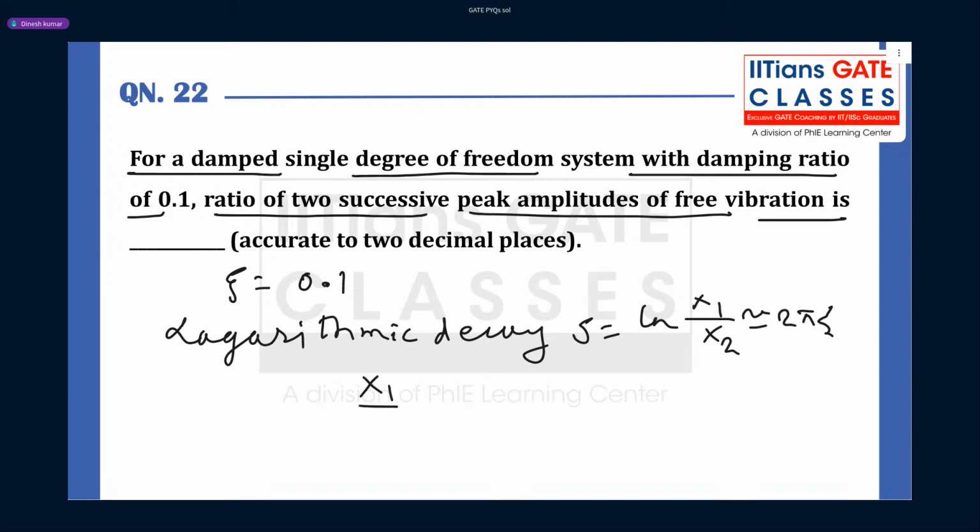So x1 by x2 will be e power 2 pi zeta. e power 2 pi zeta, guys. Find out x1 by x2. They asked in two decimal places. Quickly find out.